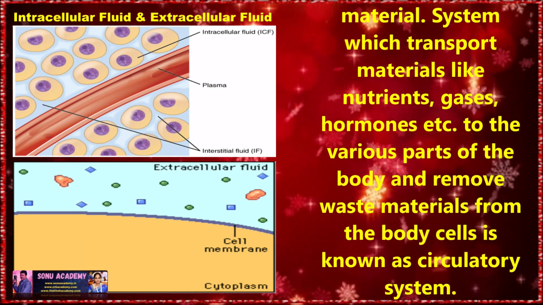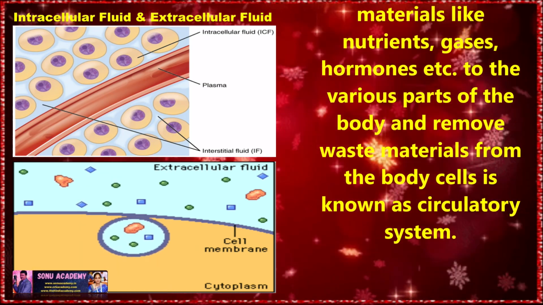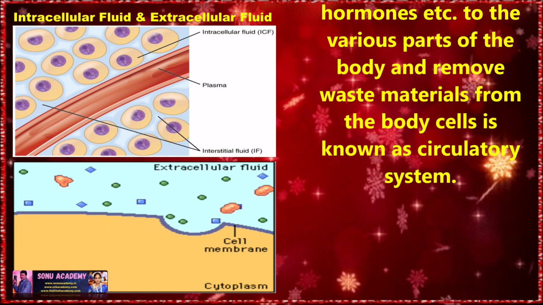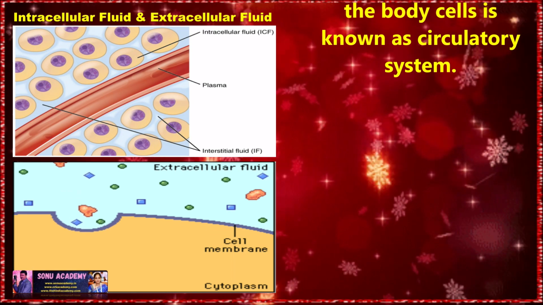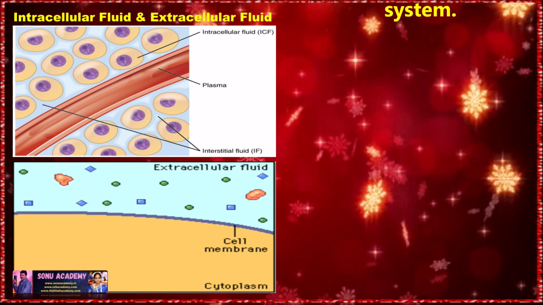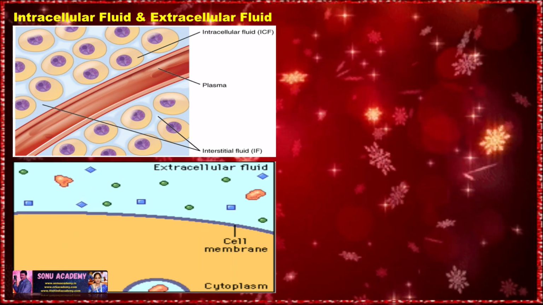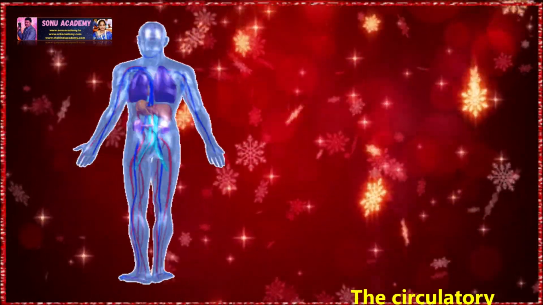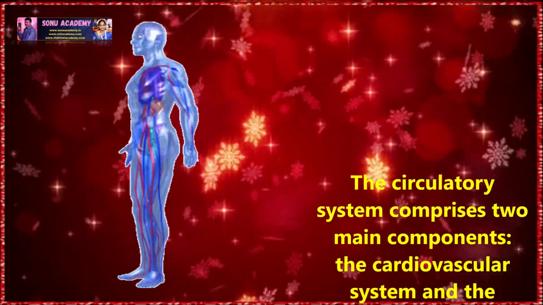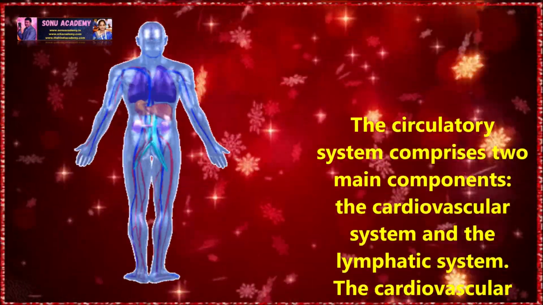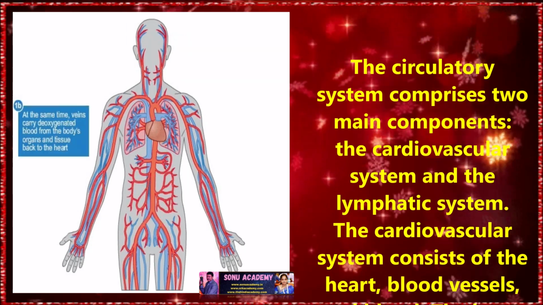The system which transports materials like nutrients, gases, hormones, etc. to the various parts of the body and removes waste material from the body cells is known as the circulatory system. The circulatory system comprises two main components, that is, the cardiovascular system and the lymphatic system.